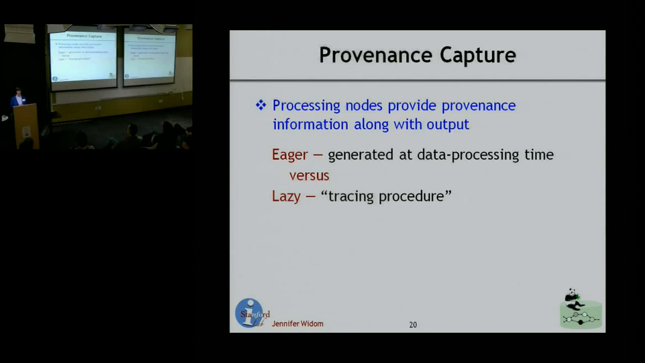The other possibility is that you have a tracing procedure. So the processing node, and in fact this might not even have to do anything specifically when the data goes through, has a way of tracing data back. It basically has an inverse. Okay? And the inverse then would be, you'd be probably doing most of your work at the time that you're tracing provenance, where eager you're doing most of the work at the time you send the data through the workflow.